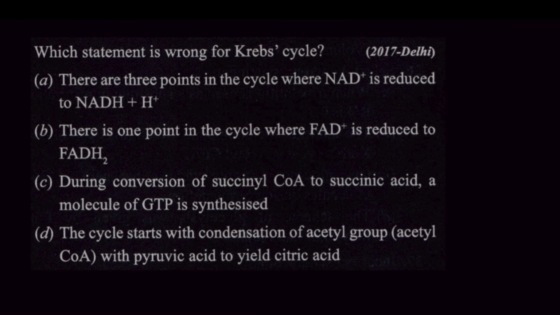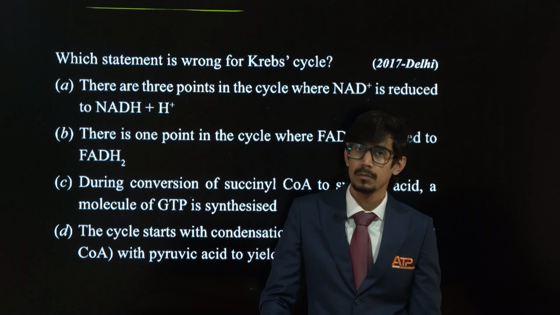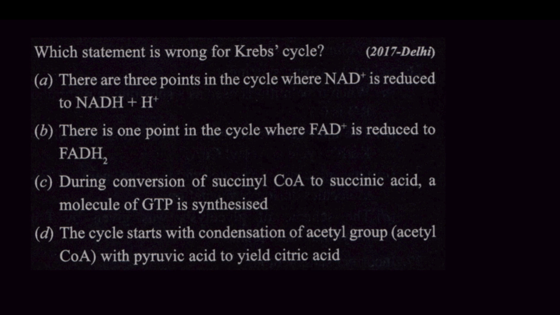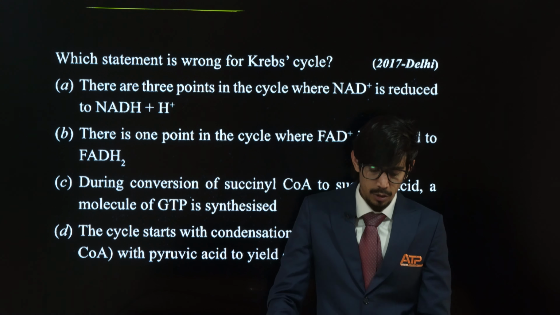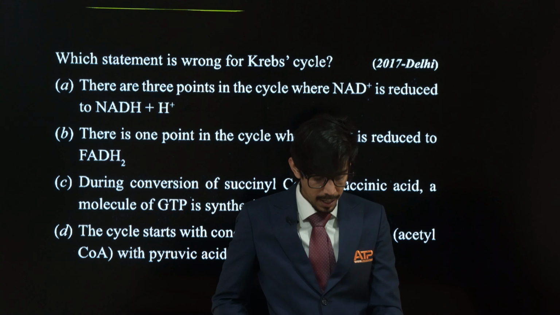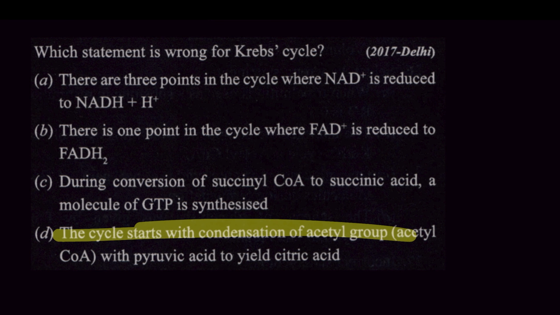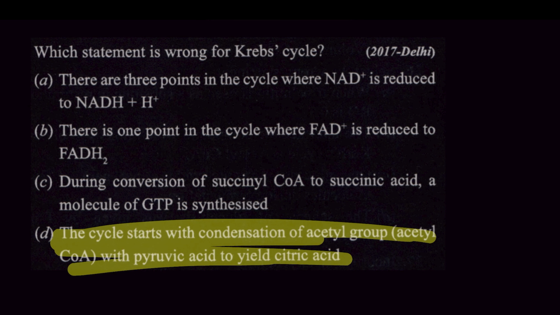The cycle starts with the condensation of acetyl group, that is acetyl coenzyme A, with pyruvic acid to yield citric acid. No. The condensation of acetyl group, that is acetyl coenzyme A, does not take place with pyruvic acid to yield citric acid. This is the incorrect statement. So the correct answer here would again be D.